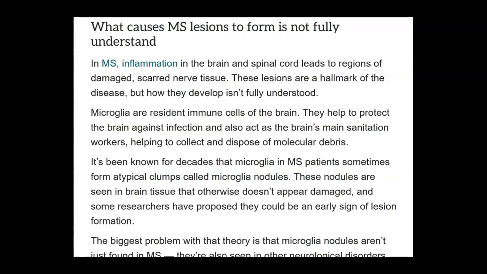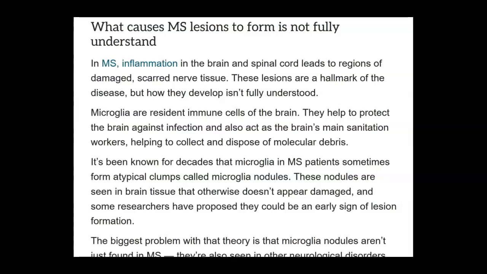Anyway, in MS, inflammation in the brain and spinal cord leads to regions of damaged, scarred nerve tissue. These lesions are a hallmark of the disease, but how they develop isn't fully understood. Microglia are resident immune cells of the brain. They help to protect the brain against infection and also act as the brain's main sanitation workers, helping to collect and dispose of molecular debris.